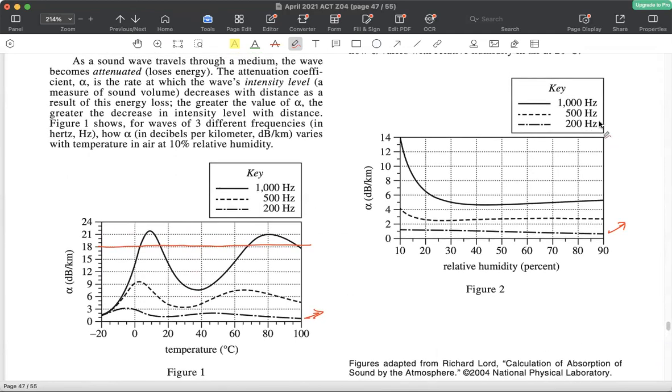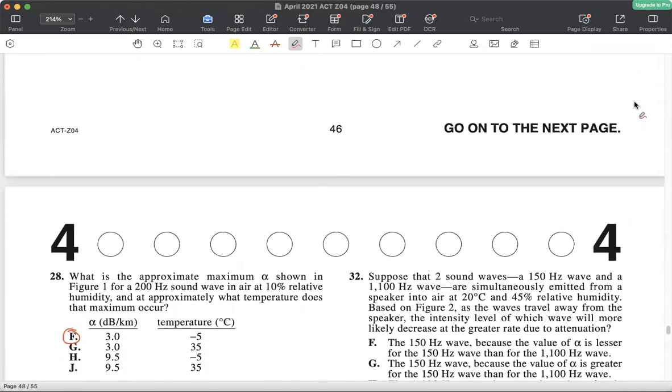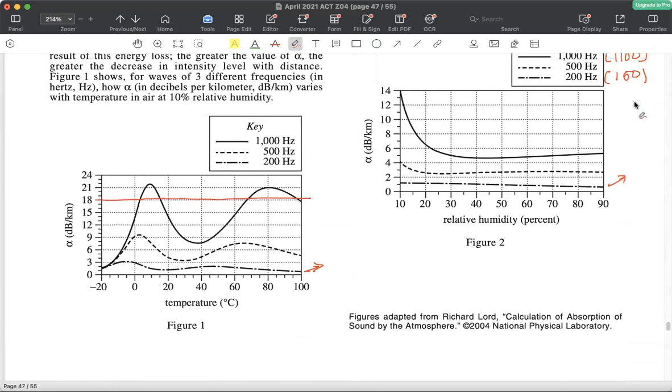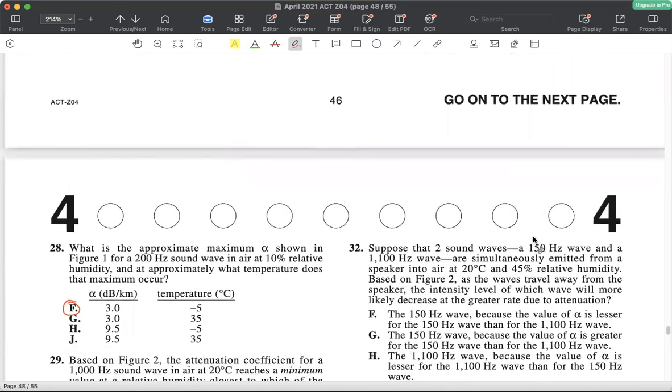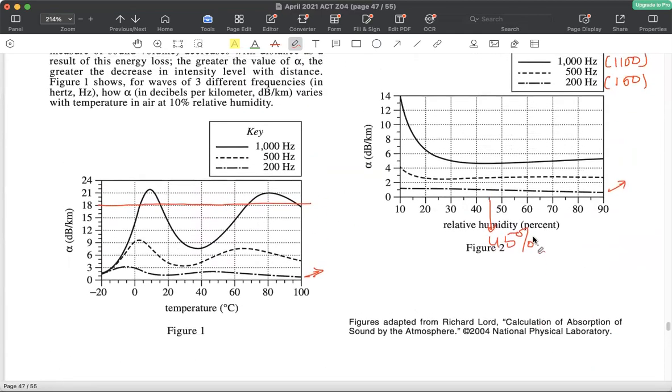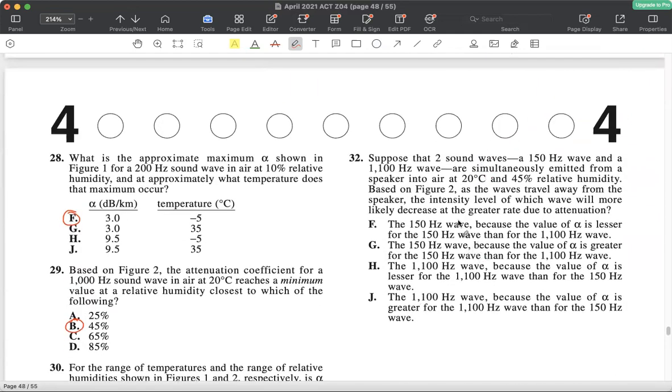Okay, so obviously for 150, we can look at the 200 one, and for 1100, we can look at the 1000 hertz one because those frequencies are closer. And when the relative humidity is 45%, this is what we are looking at. So we can see that at 45% relative humidity, alpha for the 1100 one is greater than alpha for the 150 one, because this is close to alpha for the 1100 one and this is close to alpha for the 150. So the 1100 one will attenuate more. It will decrease at a greater rate. It's the 1100 because the value of alpha is greater for this than for this, right? So it's J.